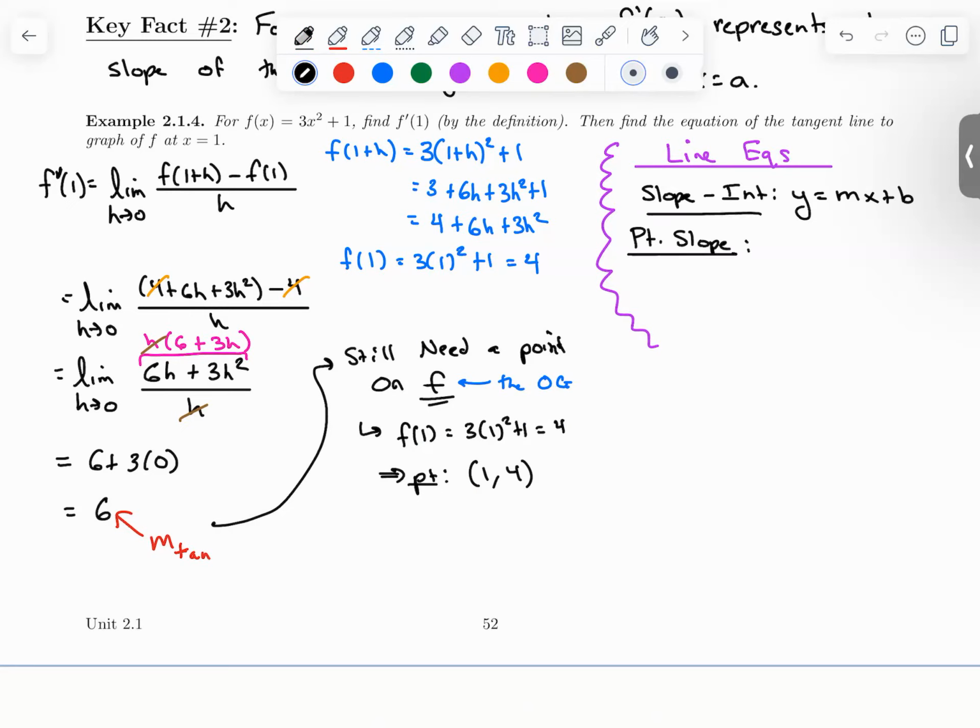Does anybody remember point slope form? No? Well, you're going to need it. It's y minus y sub 1 equals m times x minus x sub 1. That is point slope form. Yes, it's more to memorize, absolutely, because there's more letters. But you can go from point slope form to slope intercept form by just simplifying.